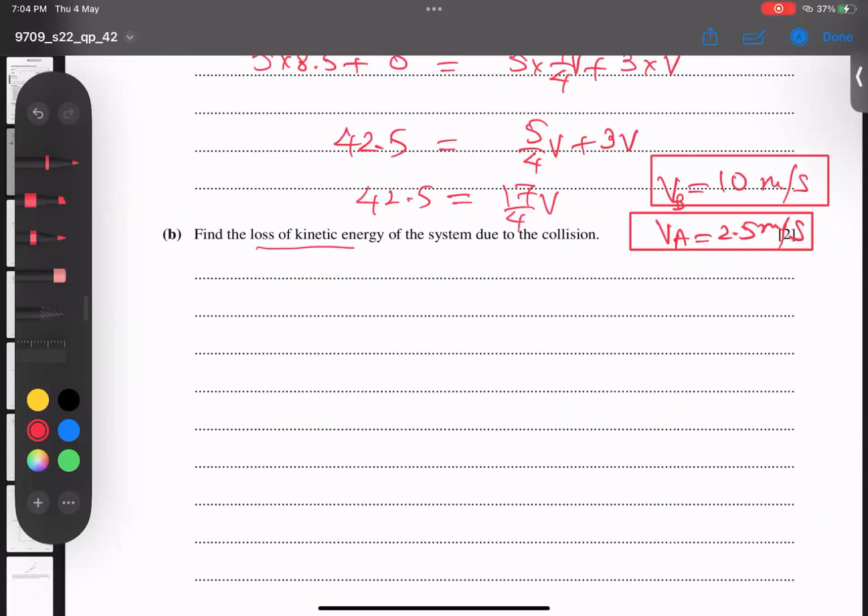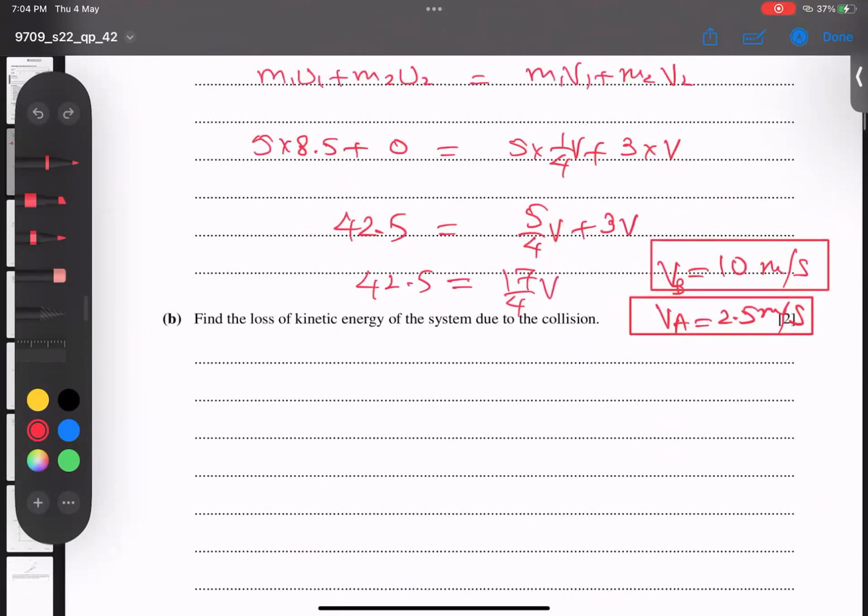Find the loss of kinetic energy of the system due to collision. So maybe this is needed now. Not maybe, confirm. Loss of kinetic energy of the system. So we will find it simply, before and after. What is the kinetic energy before and what is after? So let's say before. What is the kinetic energy of the whole system before?